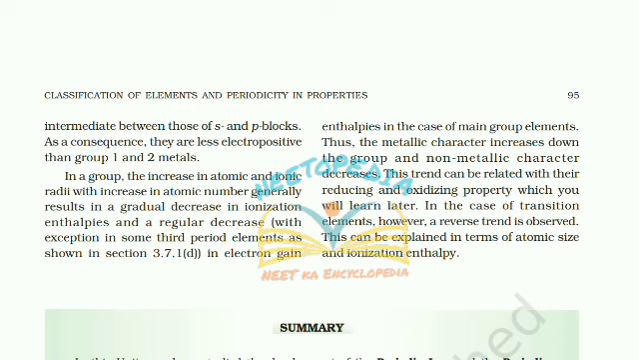In a group, the increase in atomic and ionic radii with increase in atomic number generally results in a gradual decrease in ionization enthalpy, with exception in some third period elements as shown in section 3.7.1. In electron gain enthalpies in the case of main group elements, the metallic character increases down the group and non-metallic character decreases. This trend can be related with their reducing and oxidizing property, which you will learn later. In the case of transition elements, however, a reverse trend is observed. It can be explained in terms of atomic size and ionization enthalpy.